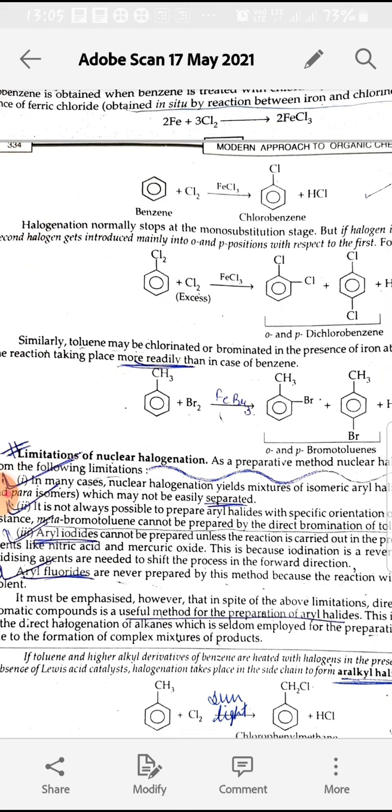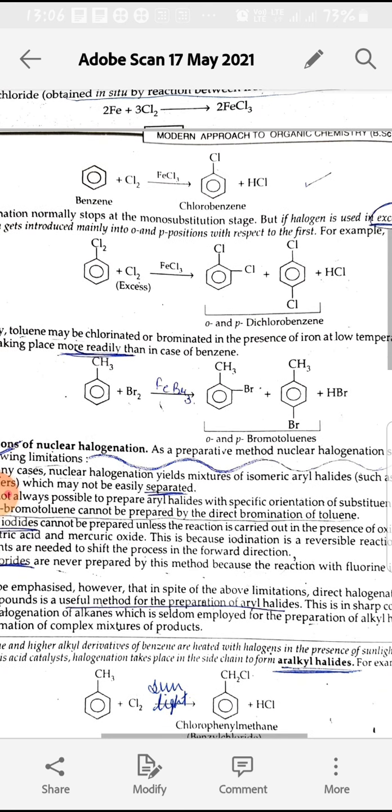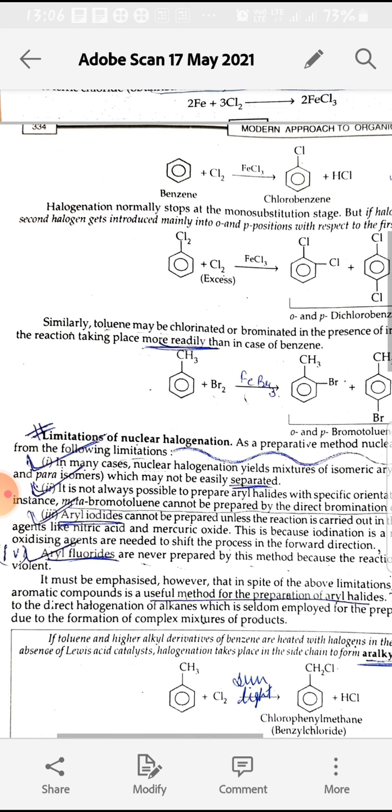And if we use normal concentration of Cl2, then the reaction will stop at the mono substitution stage. And if halogen is taken in excess amount, for example Cl2 in excess in presence of catalyst FeCl3, then there will be formation of isomers, that is, the next Cl will be attached to the ortho position or para position, and it will form ortho and para dichlorobenzene.